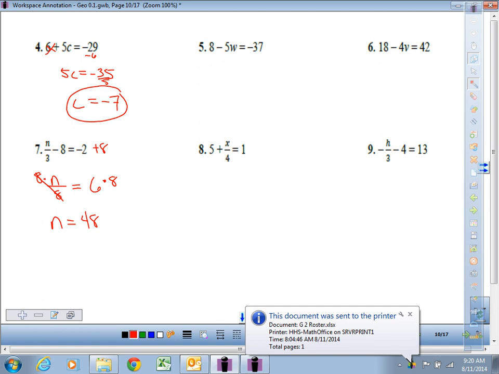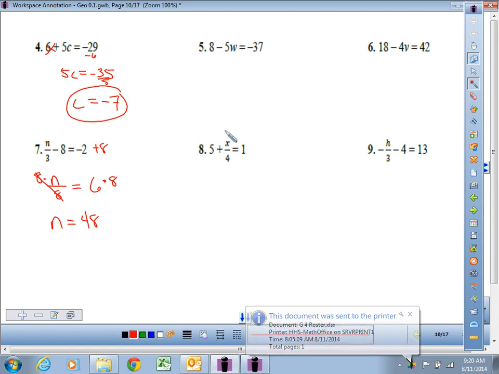So now if we wanted to check it, we could do that as well. We could throw that 48 in there, 48 divided by 3, and subtract 8 from that, and we would get negative 2. Oh, that's my fault. Yeah, we're good.